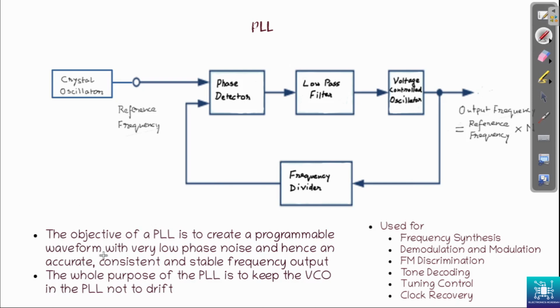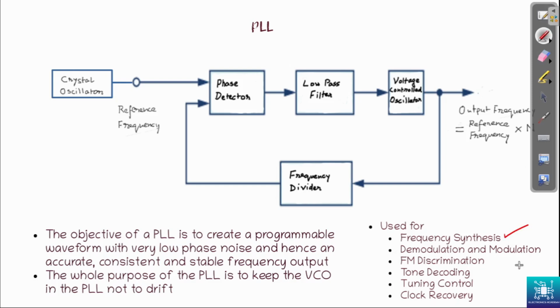Generally the PLL is used to create accurate, consistent, and stable frequency output. And the second point is the whole purpose of the PLL is to keep the VCO in the PLL not to drift. This is the voltage controlled oscillator inside the phase lock loop. And the objective is to prevent this thing from drifting. As we saw, the frequency whatever the VCO generates should be constant. It should not drift. Now, the PLL is used for frequency synthesis. That is what we are going to use it for.